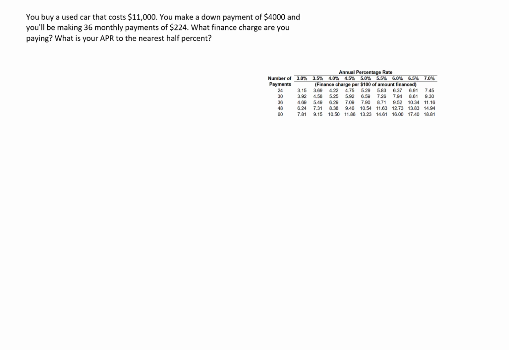So the first question I would ask is, how much are you actually borrowing? Well, your car costs $11,000, but you're making a down payment of $4,000. That means that you're immediately paying $4,000 towards the car, leaving only $7,000 that you're financing. Okay, that'll be good to know.